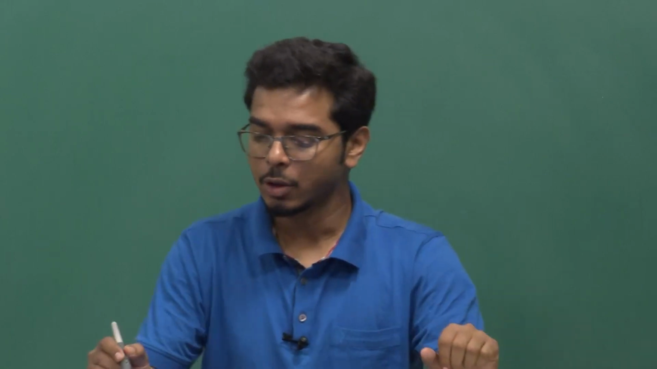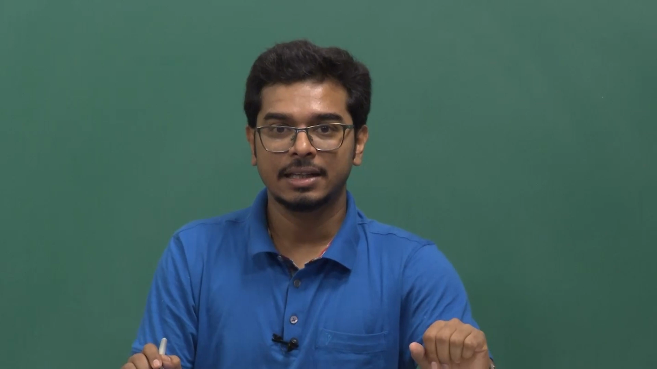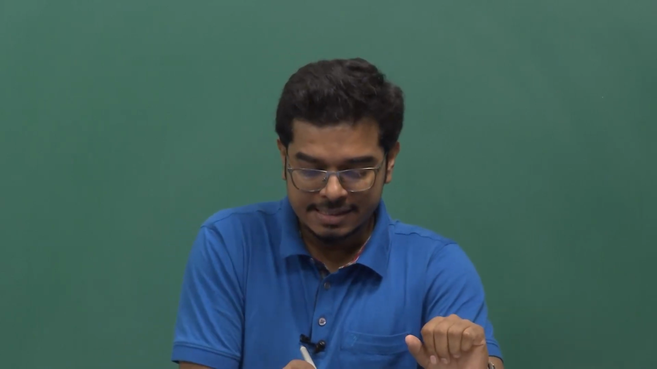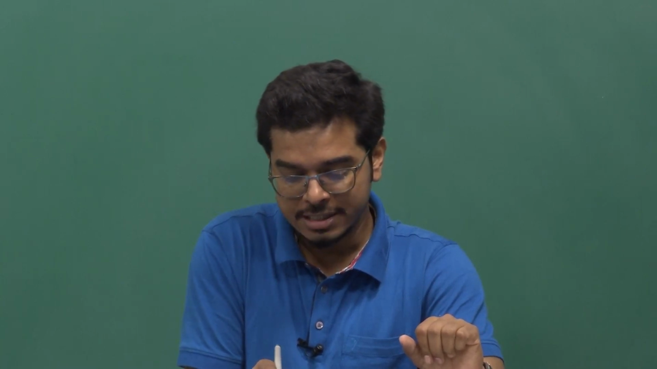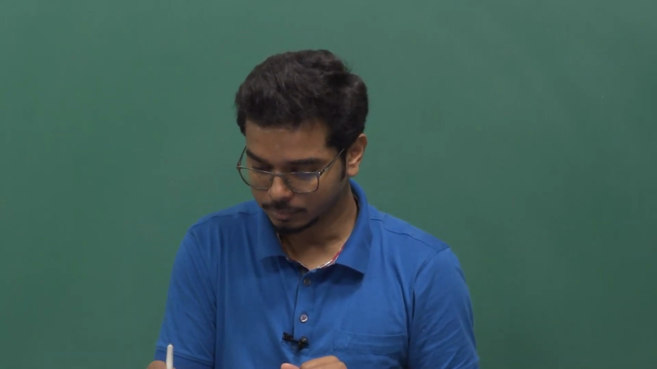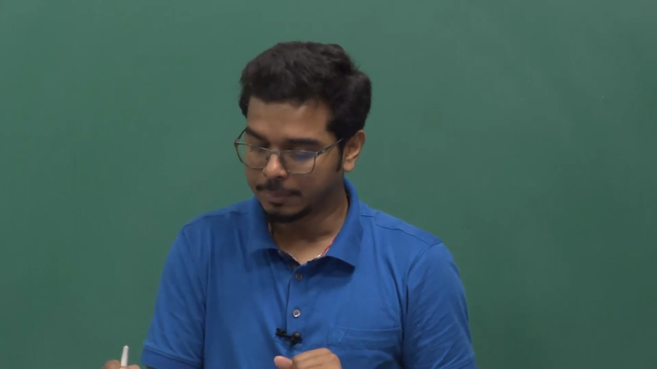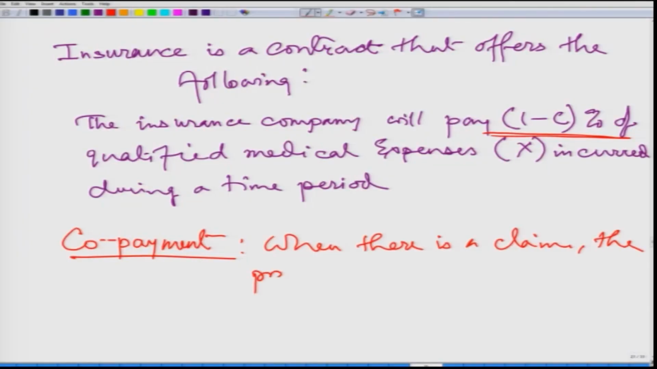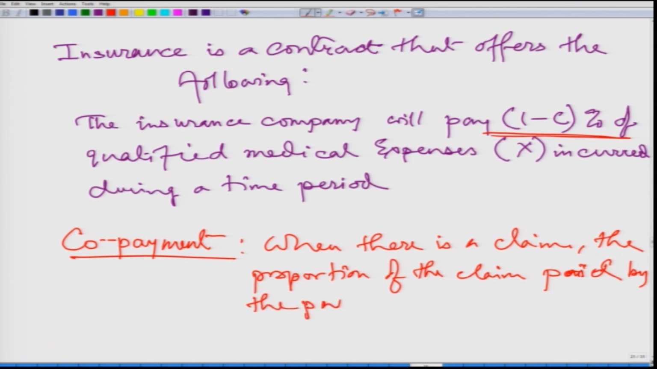Now I'll go one by one. In 1 minus C%, this C is known as the co-payment. Co means together, so co-payment. Now what is co-payment? When there is a claim from the patients to get the insurance money back because they are sick, somebody in the family household or that particular individual, the proportion of the claim paid by the patient is the co-payment.